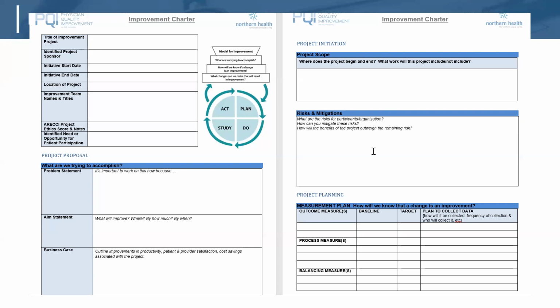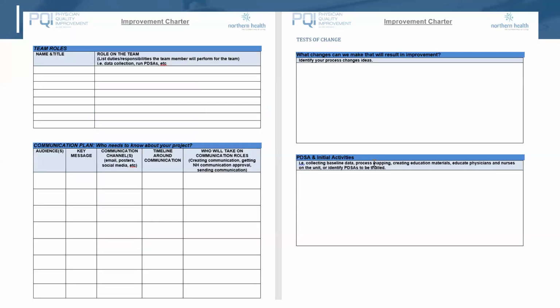And remembering your sponsor is a good person to have on board to be able to help you mitigate some of those risks. And then we go through our measurement plan. So remembering back to the outcomes, process, and balancing measures, and that we're trying to come up with 3 to 8 at most measures that we're wanting to track throughout the project. And then finally, the last page, the double-sided page of your improvement charter, allows you to identify your team roles.